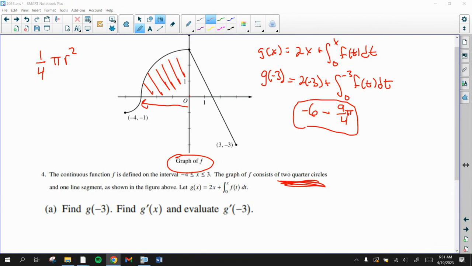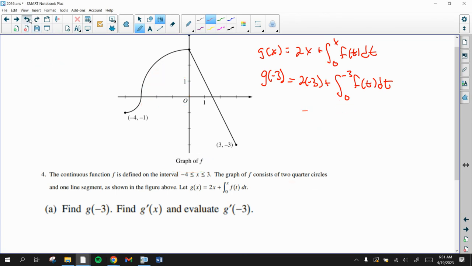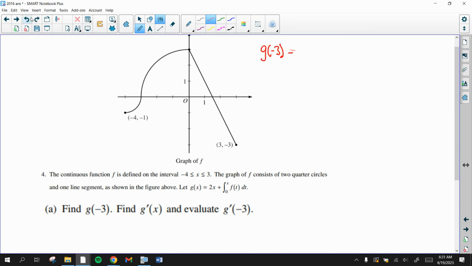The next question is, what's G prime of X? So here we go. I'm going to get rid of all this stuff because I already have, oh no, I'm not. This isn't working out how I wanted to, but G of X is 2X plus the integral from 0 to X of f of t. So G prime of X is just the derivative of that.